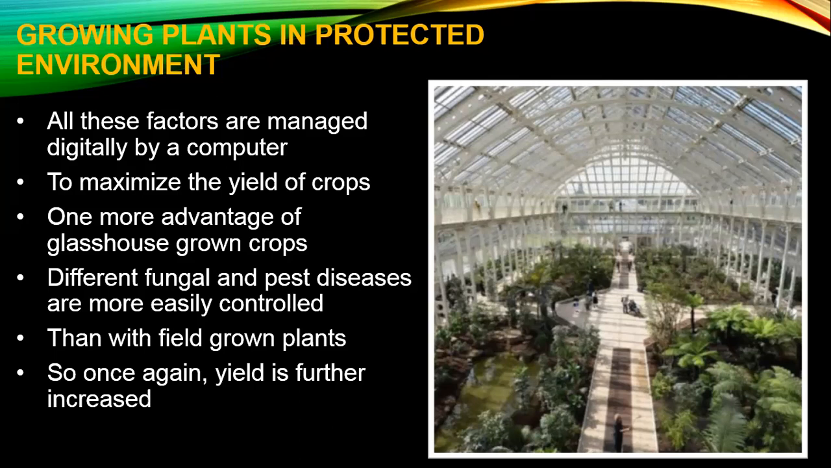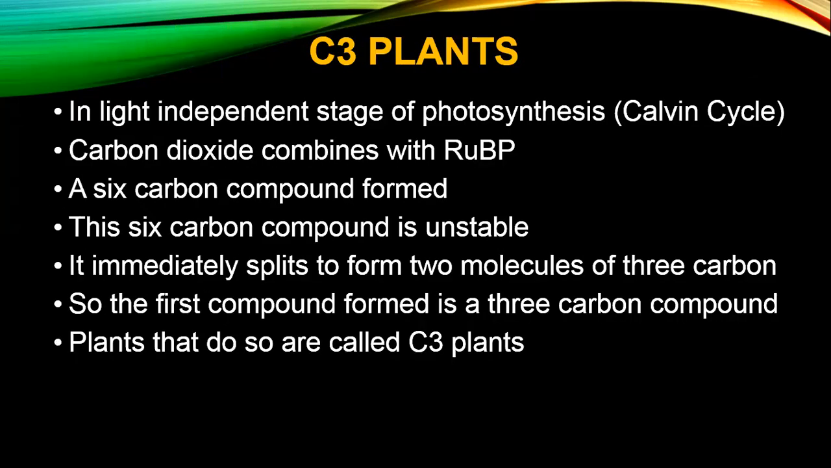So this was all about a very small subtopic: the advantages of growing crop plants, particularly in a protected environment, for example glass houses, how different environments are controlled, how different factors are controlled over there. That's it. Now we come to the C4 plants.